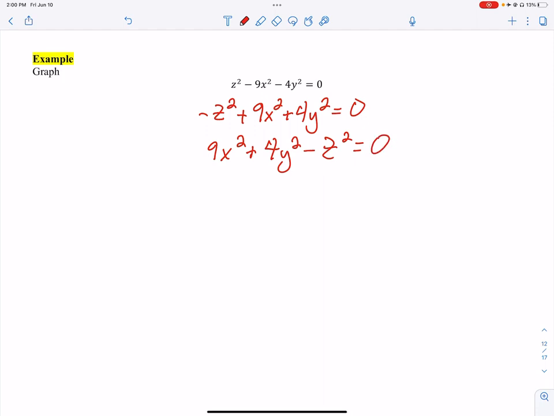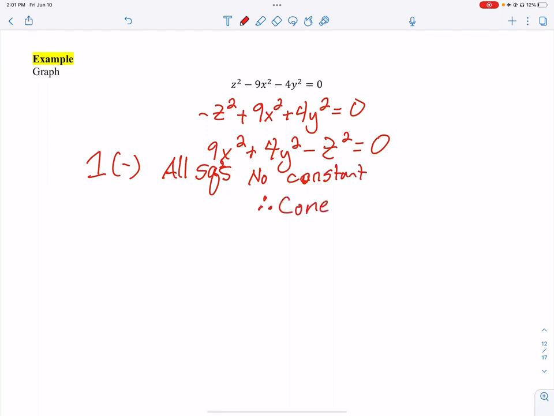All right. To show that it is a cone, we have one negative, all squares, and then no constant. Constant 0. That tells me that this is a cone. Okay, so we can start analyzing that.